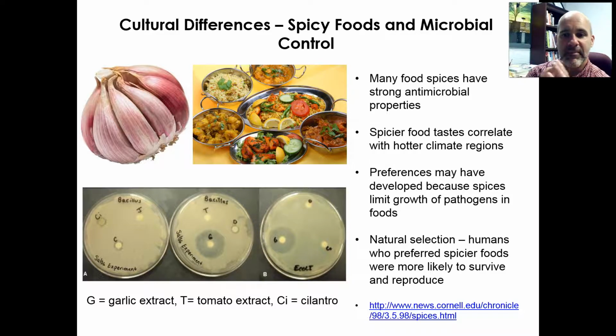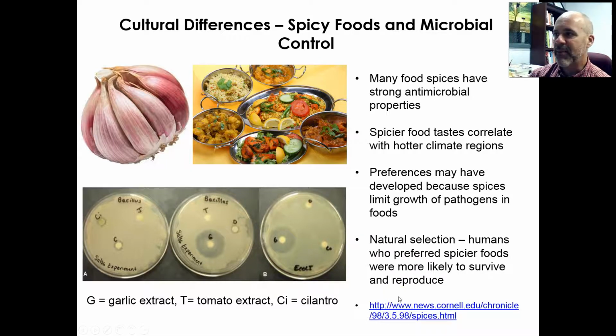So, if you're living in a hot tropical area and you can't refrigerate your foods, they would be less likely to spoil. If there are pathogens in those foods, those pathogens would be less likely to grow up to numbers that would be harmful if you have these spices and chemicals in those foods that are preventing the growth of microorganisms. I've actually got a link here in the PowerPoint that you can click on, the full version of the PowerPoint is on Blackboard if you want to read more about that.